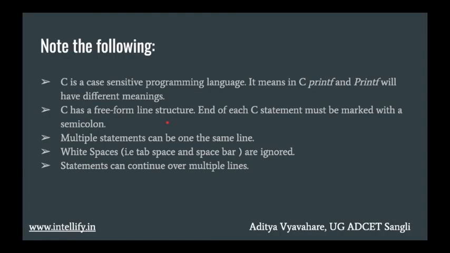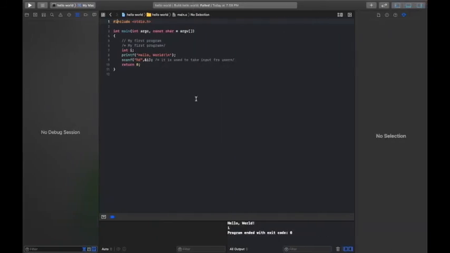Then C has a free-form line structure. That is, at the end of each statement we have to give a semicolon. The semicolon matters. It indicates to the compiler that this line ends here. The compiler will read and read, and when it reads the semicolon, it comes to know that the line has ended here and then it moves to the next line.